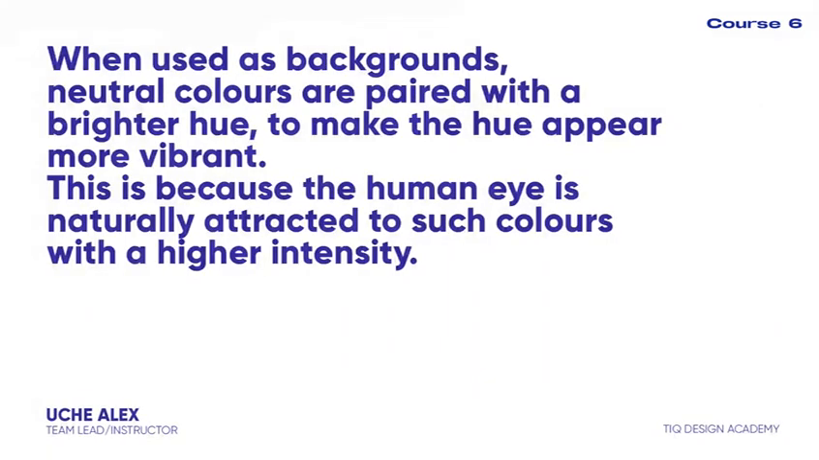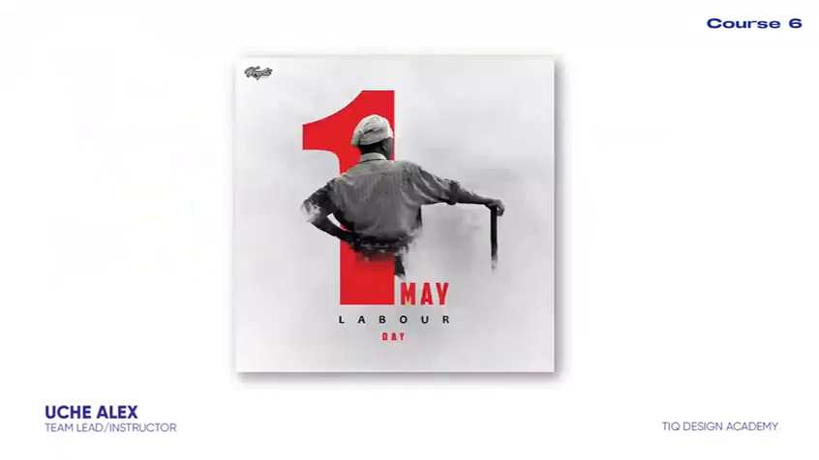When used as backgrounds, neutral colors are paired with a brighter hue to make the hue appear more vibrant. This is because the eye is naturally attracted to such colors with a higher intensity. In this example, you can clearly see how the color gray is used as a background to draw your attention to the most important part of this design, which is the label, the picture of the worker in this design.